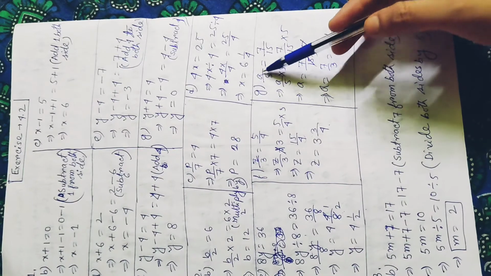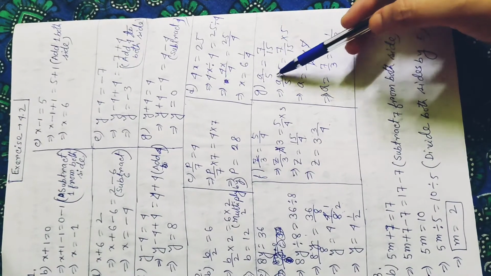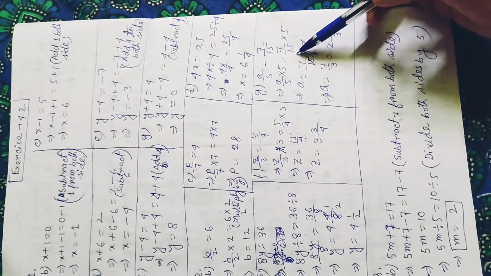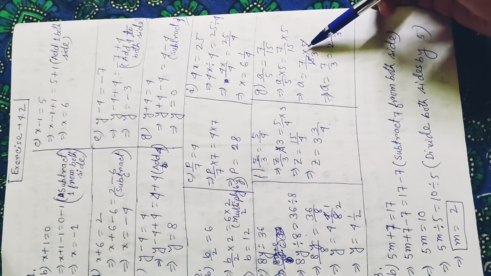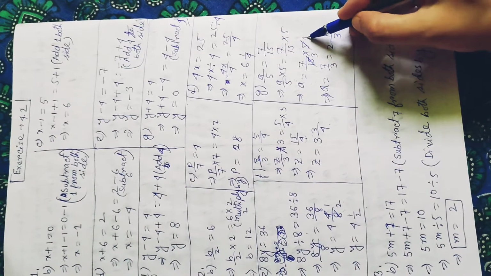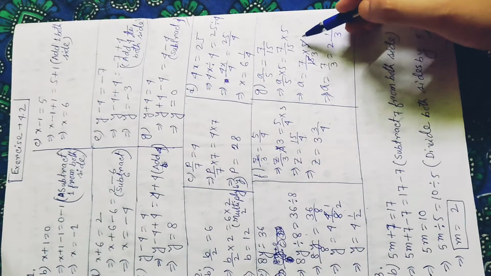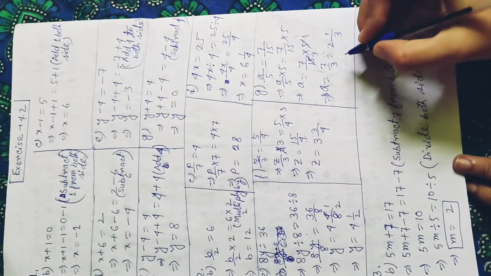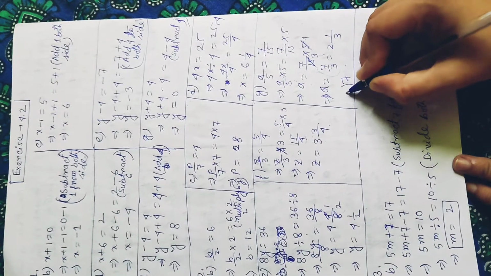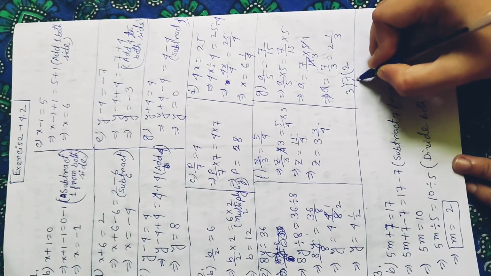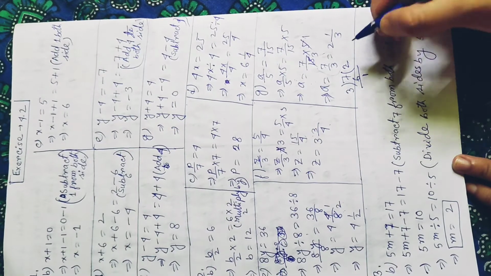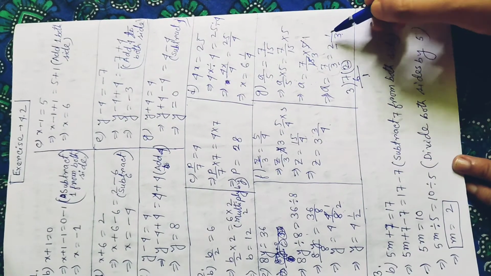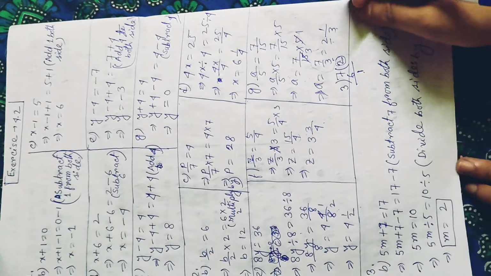Then a by 5 equals 7 by 15. The opposite of by 5 is multiplied by 5. So a equals 7 by 15 into 5. The simplest form: 5 ones are 5 and 5 threes are 15. Then 7 by 3. It is also an improper fraction, so it will be a mixed fraction. 7 divided by 3: 3 twos are 6, 7 minus 6 equals 1. So 2 will be here, the denominator always will be 3 and 1 will be the upper portion. So 2 1 by 3 is the answer.